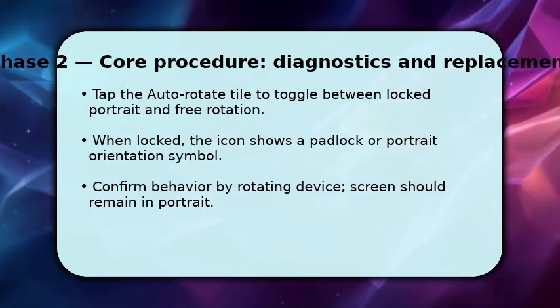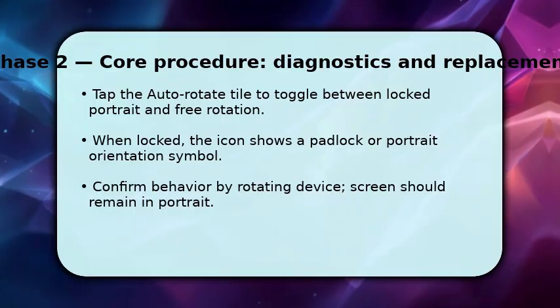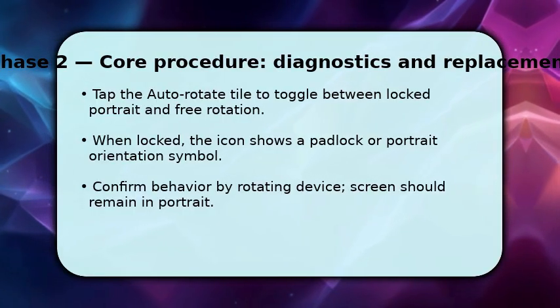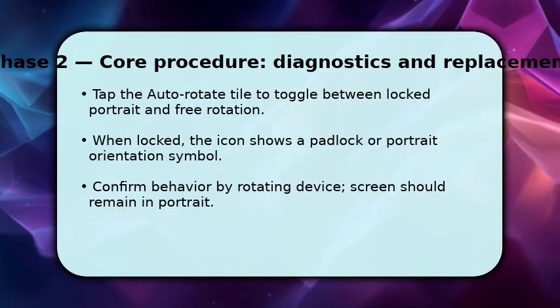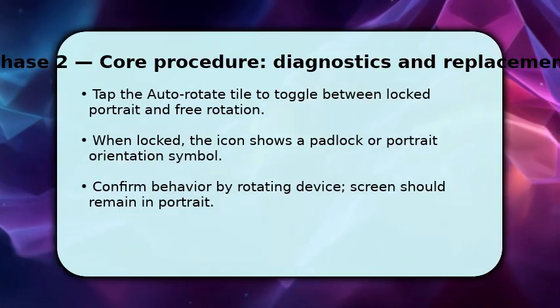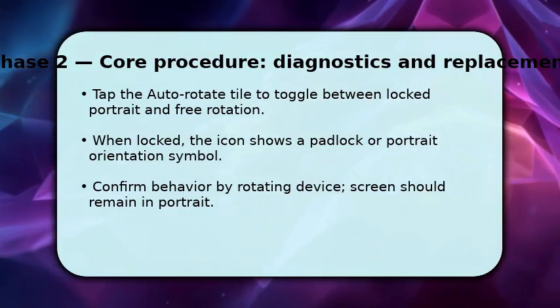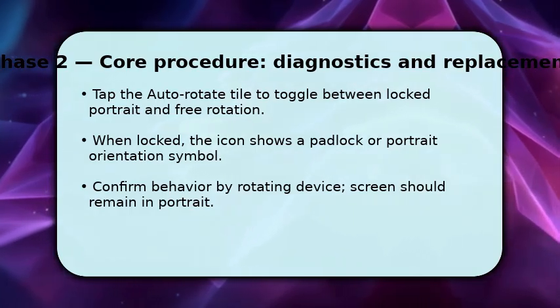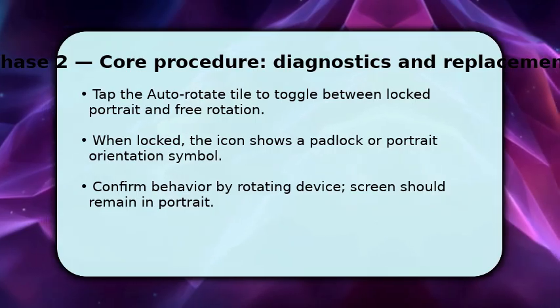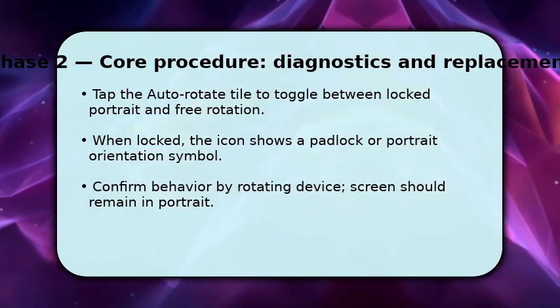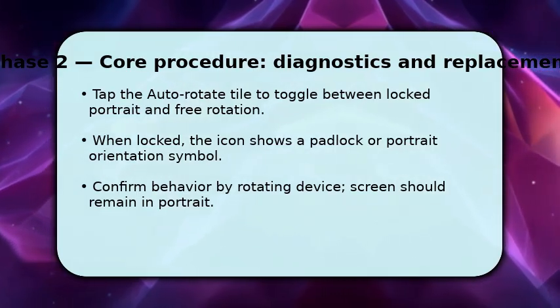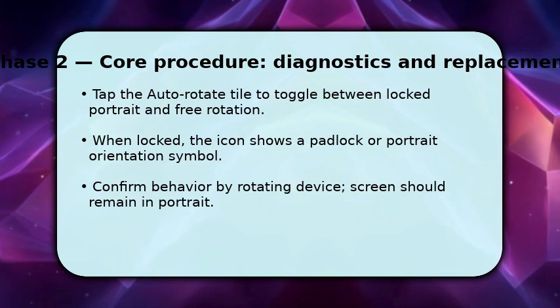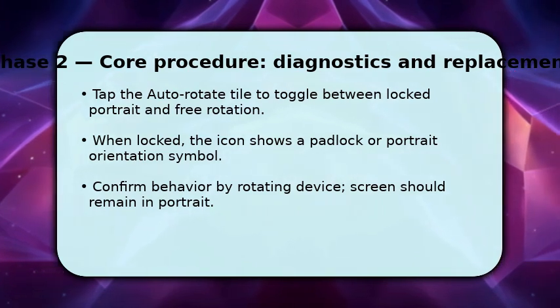Make sure to test by rotating the device and observing that the screen stays in portrait. That quick check verifies the system-level setting. If you need rotation later, tap the tile again to restore automatic rotation. This approach avoids per app settings and enforces portrait across the OS, which is why it's the only consistent way on many Oppo builds. Finish by closing settings and launching apps to confirm the portrait lock persists.